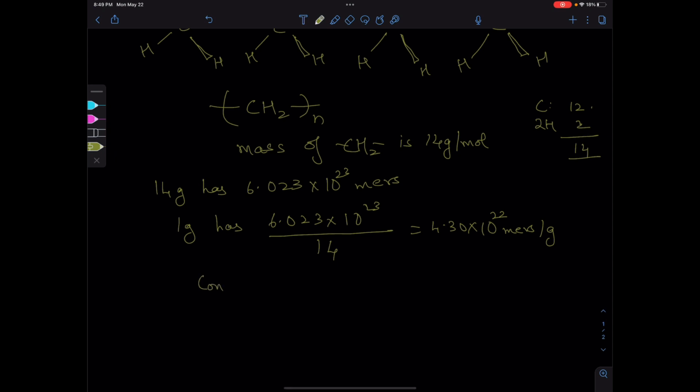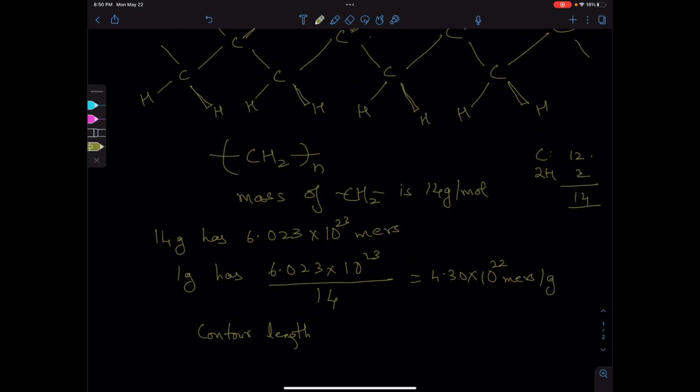So contour length is the product of the number of segments of the polymer molecule and its length. So we have 4.30 times 10 to the 22 mers. So we have 4.30 times 10 to the 22 minus 1 segments, because each of this is one segment. So between 3 carbons we have 2 segments. So between 4 carbons we have 3 segments, and so on.